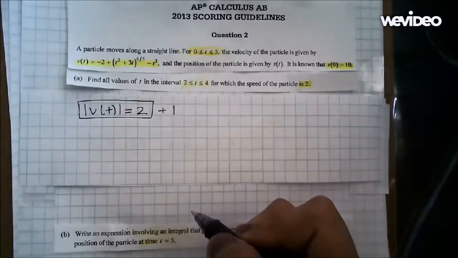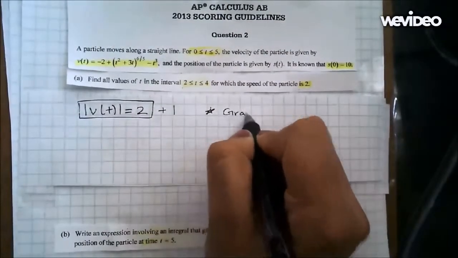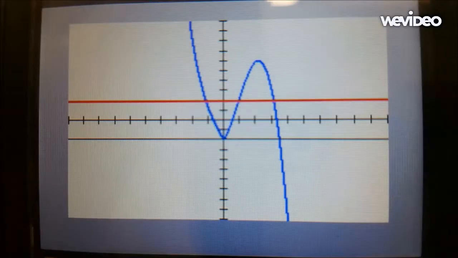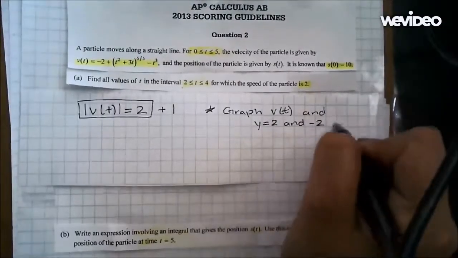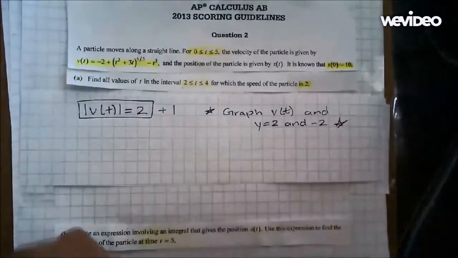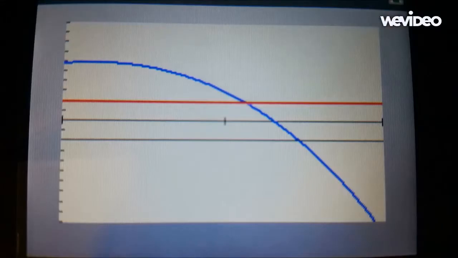Now, we need to graph v of t and y equals 2 and negative 2, because those are our desired speeds. From here we can see 5 points of intersections with our desired speeds. Now we need to set our x minimum to 2 and our x maximum to 4 for our desired results. This ensures that we don't get anything outside of our domain. Our points are narrowed down to 2 results.